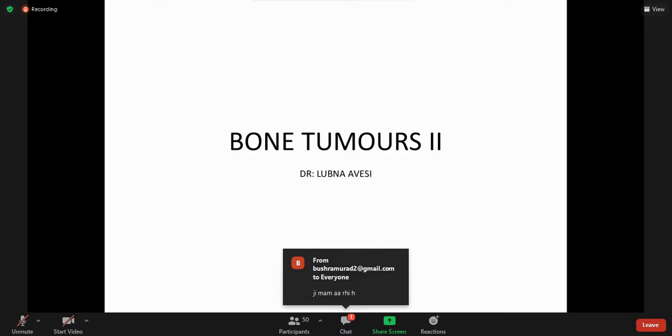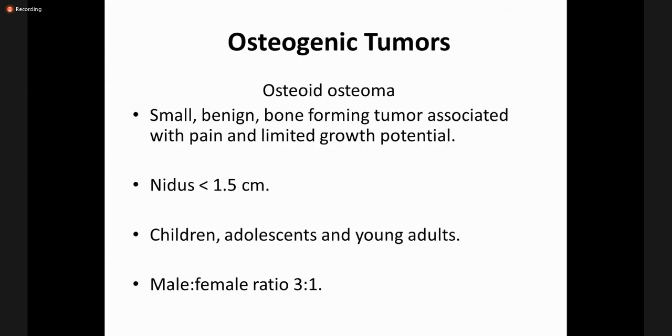From pathology. So today's lecture is the continuation of the bone tumors, which we have some part of the bone tumors we already done yesterday, and today the rest of the bone tumors which we are covering in today's lecture. Previously yesterday we were doing chondroid bone tumors, and today we are starting from the osteogenic bone tumors.